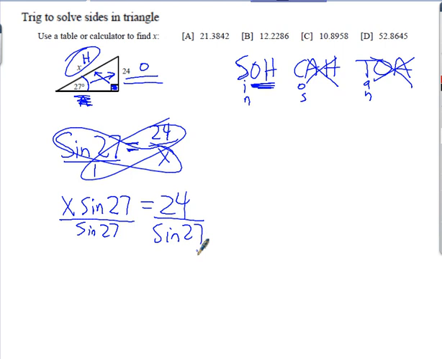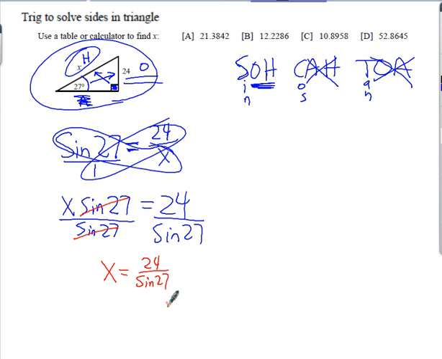Now some people can look at these kinds of problems and immediately see that they've got to do 24 divided by sine 27. I like to set them up this way and start canceling things out after I do my cross multiplication. Sine 27 divided by sine 27 is 1. Anything divided by itself is 1, except for 0. I get an error on that one. Then I've got x equals 24 divided by sine 27.